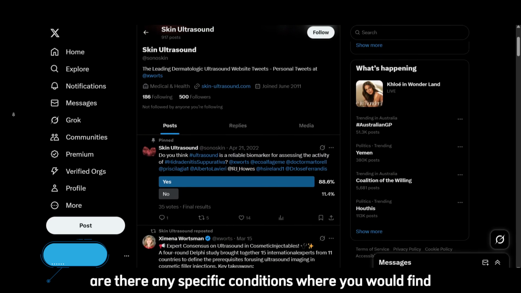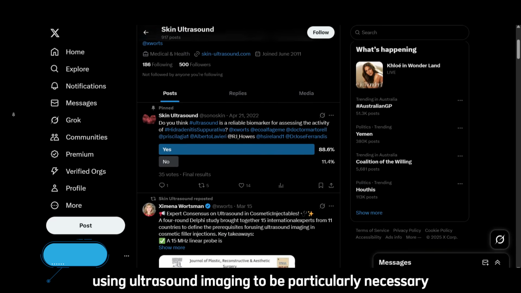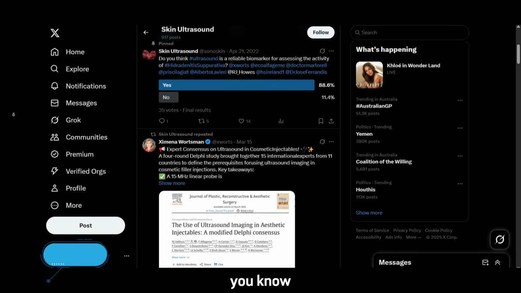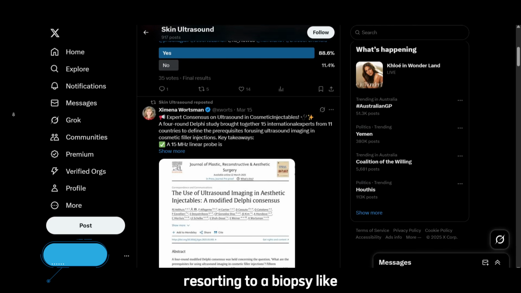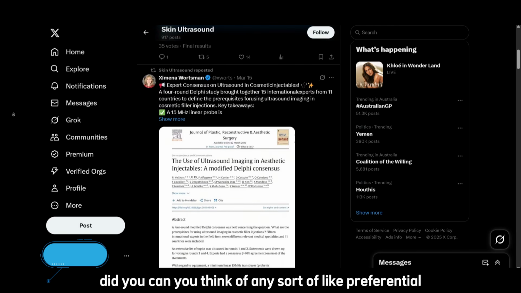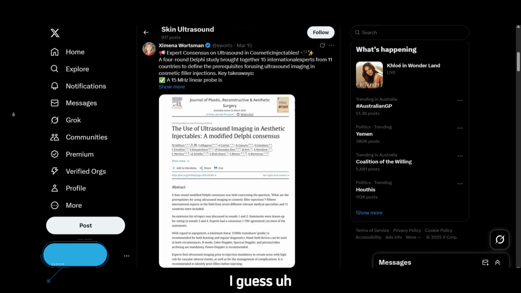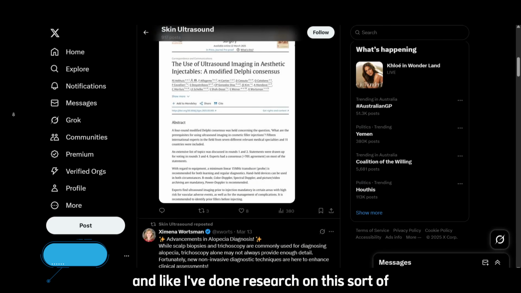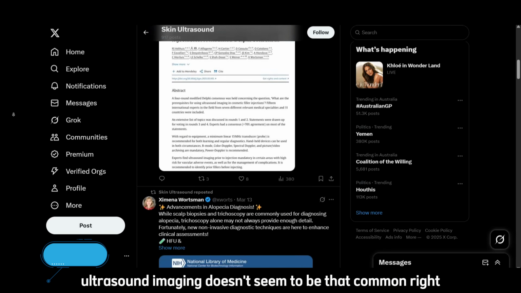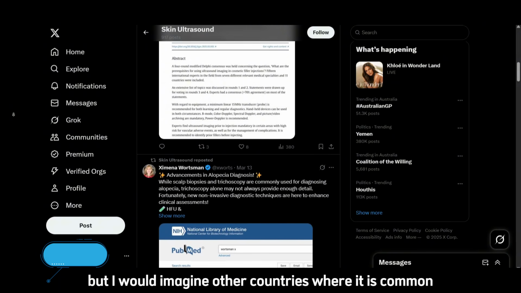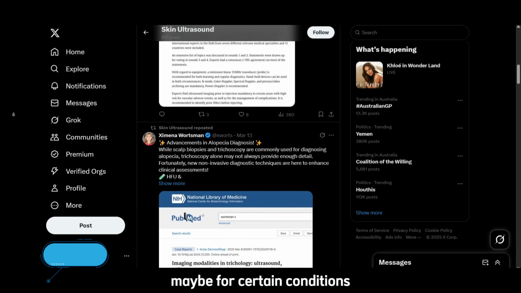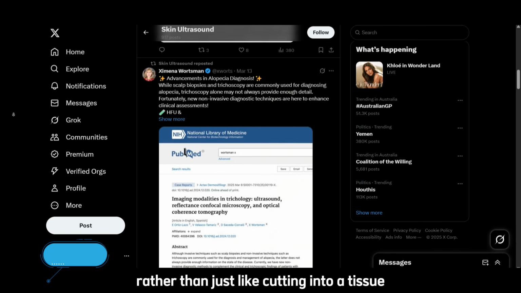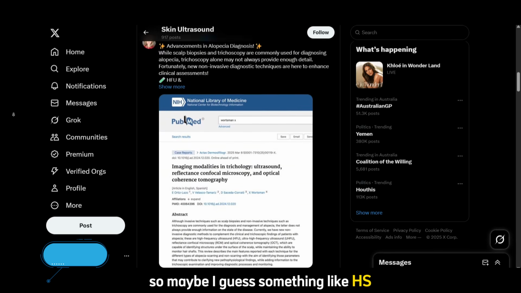Are there any specific conditions where you would find using ultrasound imaging to be particularly necessary or more preferred than just resorting to a biopsy? Can you think of any preferential protocols? Because in the United States, like you said, and like I've done research on, this sort of ultrasound imaging doesn't seem to be that common. But I would imagine in other countries where it is common, maybe for certain conditions, they would rather use that ultrasound imaging rather than just cutting into the tissue. So maybe something like HS, for example.